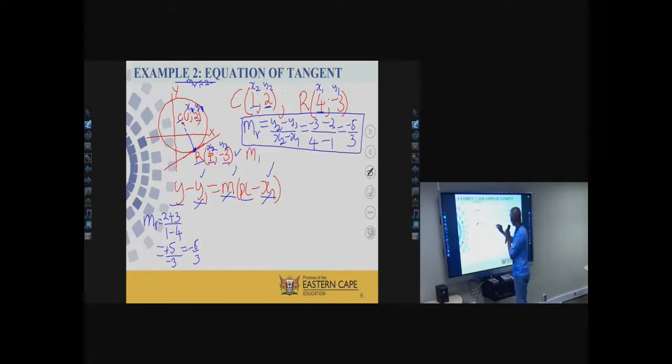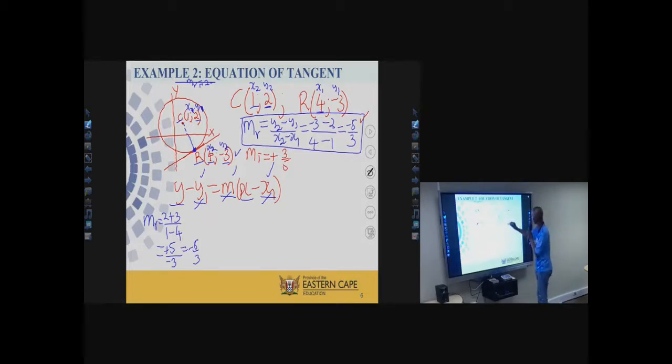gradient of a tangent, we will just say, what was the sign? It was negative there. This one will be positive. You don't have to write it. The gradient was 5 divided by 3. This one will simply be 3 divided by 5. In other words, you take the denominator and make it the numerator, and the numerator make it the denominator. So you now know the gradient of a tangent.